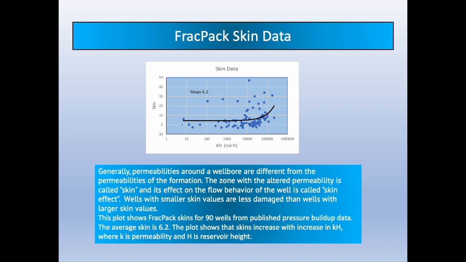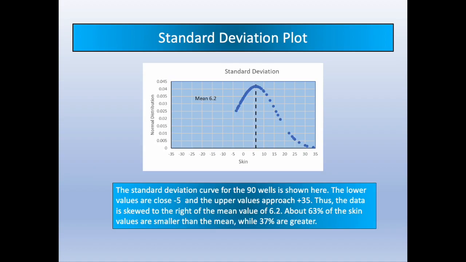This plot shows FracPack skins for 90 wells from published pressure buildup data. The average skin is 6.2. The plot shows that skins increase with increase in KH values, where K is permeability and H is reservoir height.